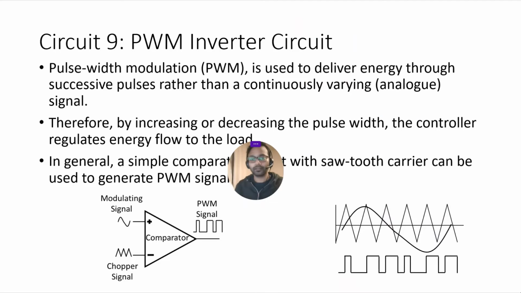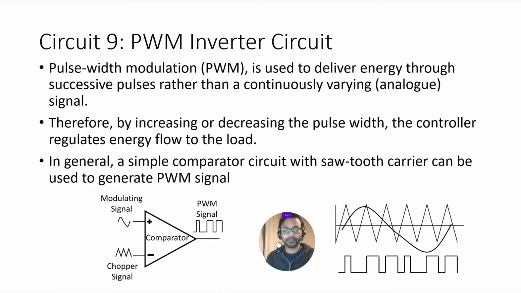Okay, so a pulse width modulation or PWM is used to deliver energy through successive pulses rather than a continuously varying signal. So the width of these pulses will control the amplitude or the magnitude of the analog signal which is being produced by this inverter circuit. Therefore, by increasing or decreasing the pulse width, the controller regulates the energy flow to the load.